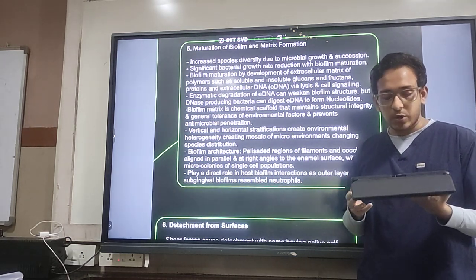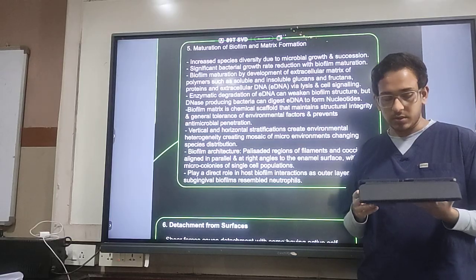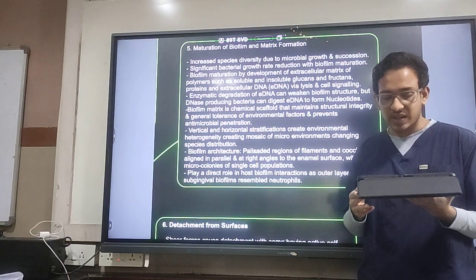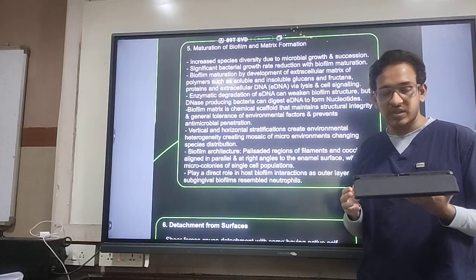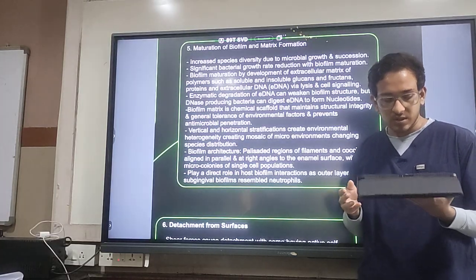It plays a direct role in host biofilm interactions as the outer layer of subgingival biofilms resemble neutrophils.